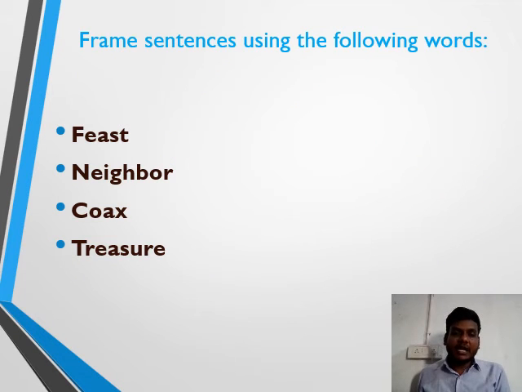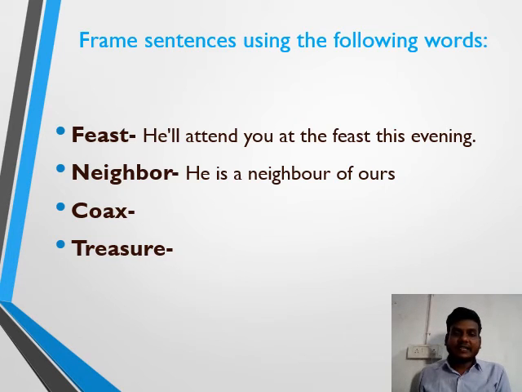Okay, make a sentence with feast, neighbor, cooks, and treasure. I will attend the feast this evening. It means I will attend the party this evening. He is a neighbor of ours. It means, suppose Ram is our neighbor, we can also make these types of sentences. And for these two words, write your answer in the comment box.